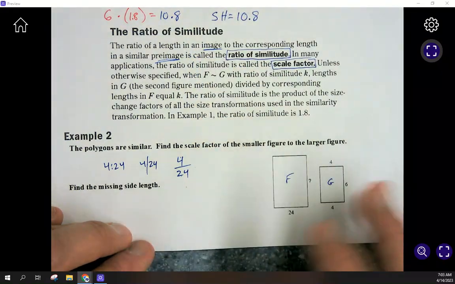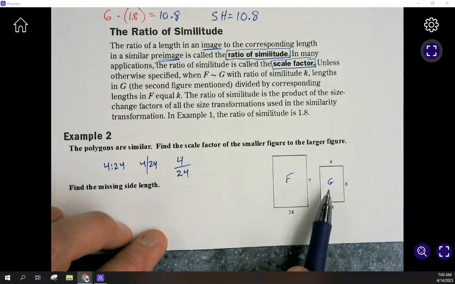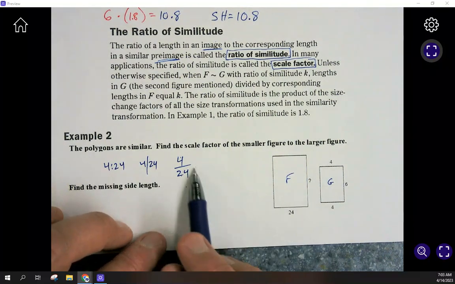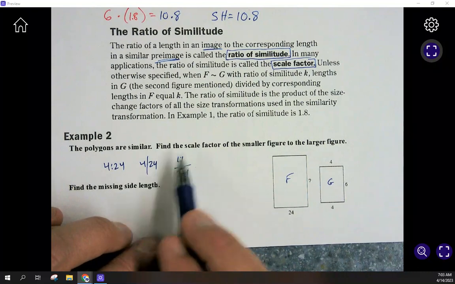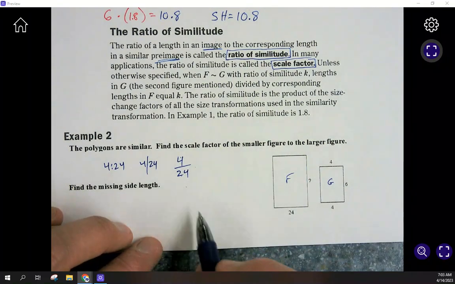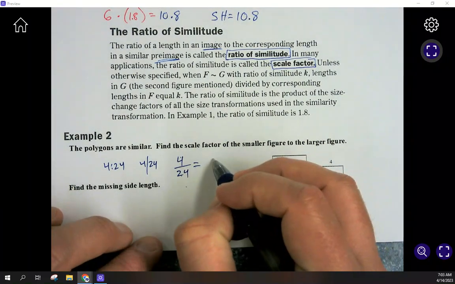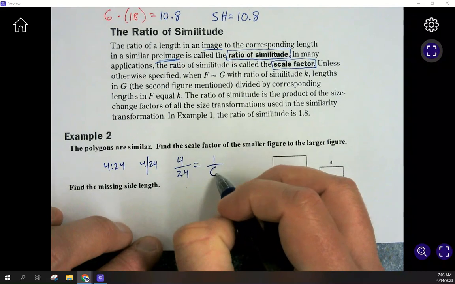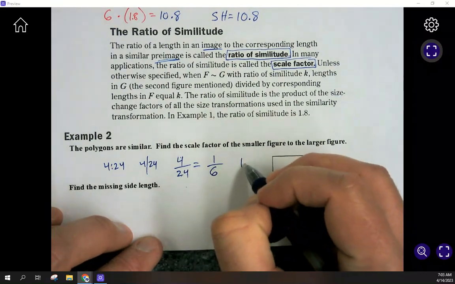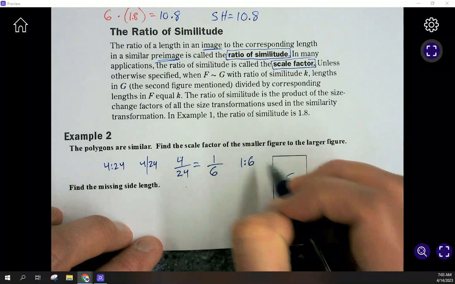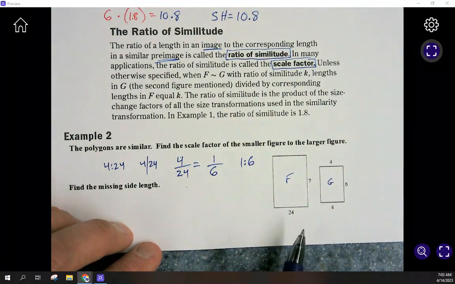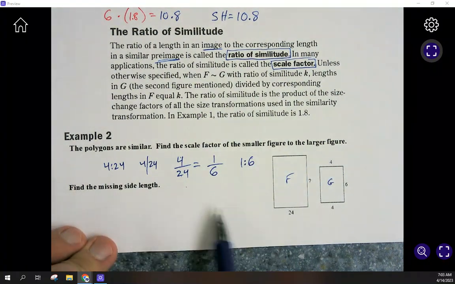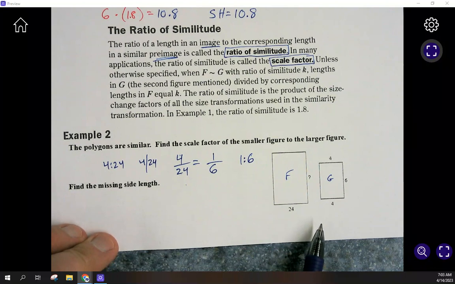But again, you need to be consistent. Which way are we going? We started with F, we went to G. It shrunk, so we're expressing this as a number less than 1, or a ratio, quotient, less than 1. So this would equal 1/6, which you could write as 1/6. All right, and we're going to go ahead and we're going to find the missing length.